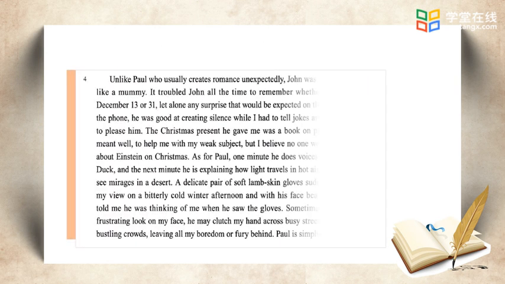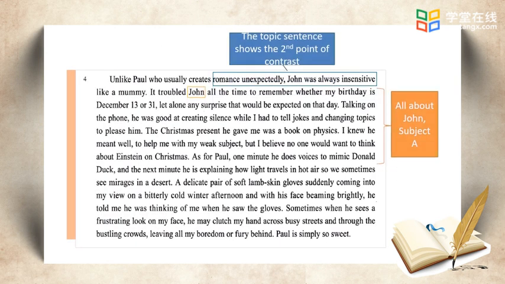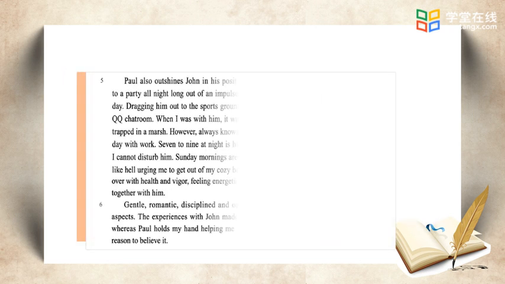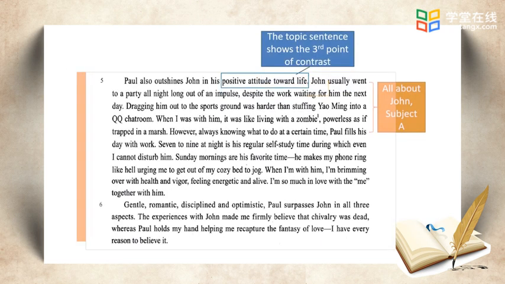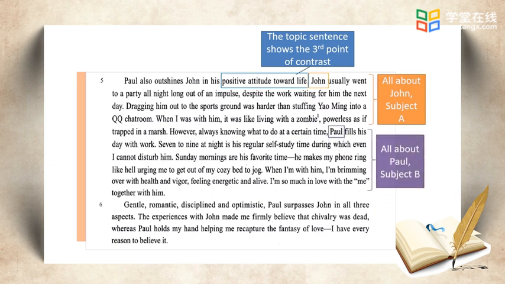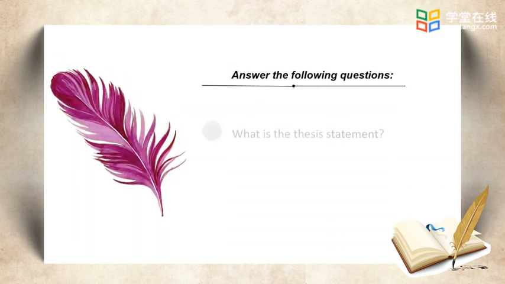Let's read on. Paragraph 4 is about the second difference, romanticism, as the topic sentence shows. Subject A, John, is introduced first before subject B, Paul. In paragraph 5, we can find the third difference, attitudes towards life. John is negative, while Paul is positive. Again, John is presented earlier than Paul. So far, we've answered 3 questions.